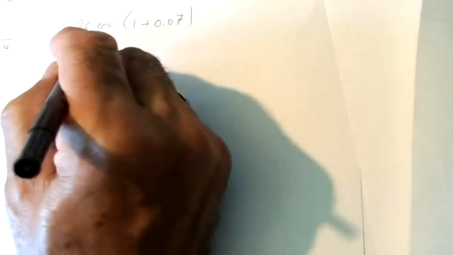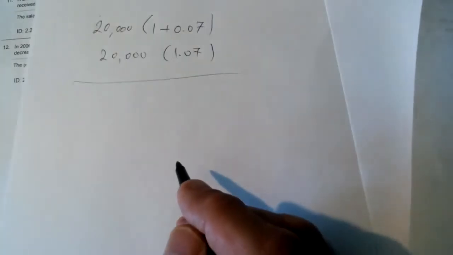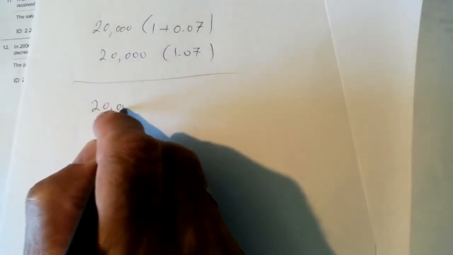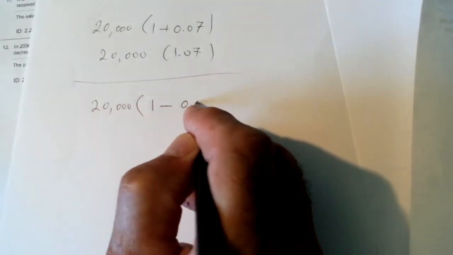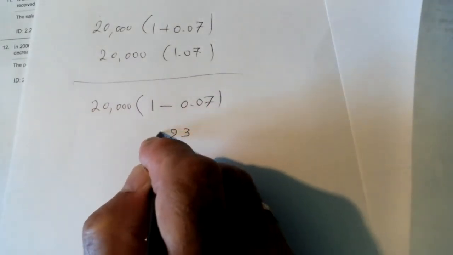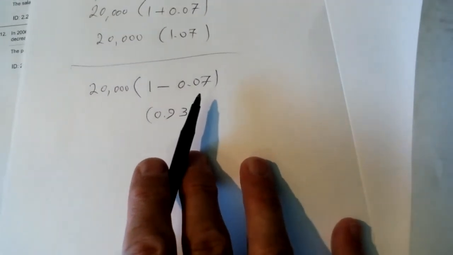What if there is a decrease? This is 20,000 times 1.07, right? What if it's a decrease in salary, or a cut? You know how they want to cut a percentage of people's salary? Then in that case, take the principal and multiply by 1 minus 0.07, which is what? 0.93. This is in case of reductions, okay?